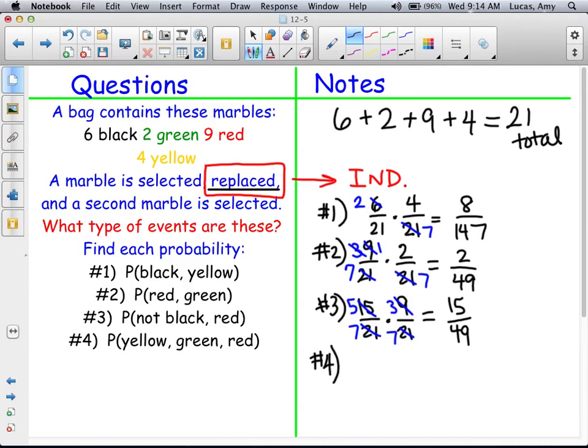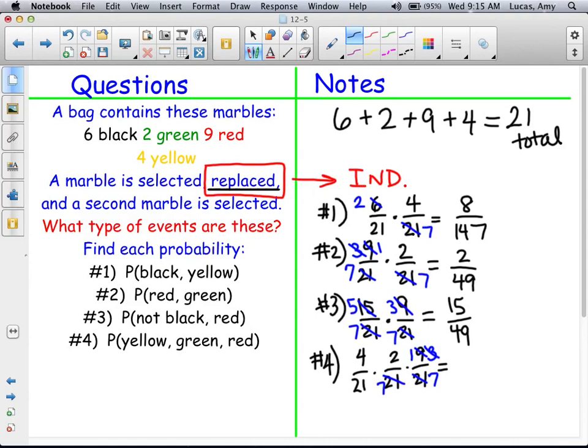And the last one, number 4, yellow, green, red. So now I've got 3 of them. So yellow, 4 out of 21. Green, 2 out of 21. And red, 9 out of 21. Reducing, divide by 3. I get 3/7. And divide by 3 again. I get 1/7. And it looks like that's all that we can reduce.